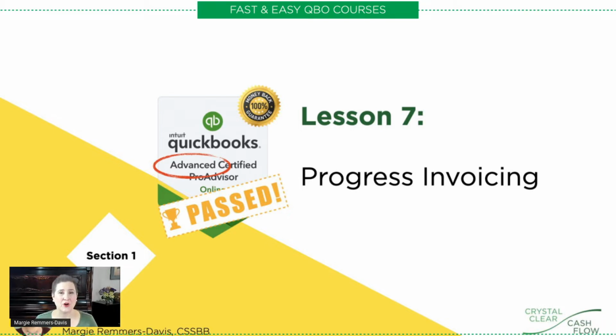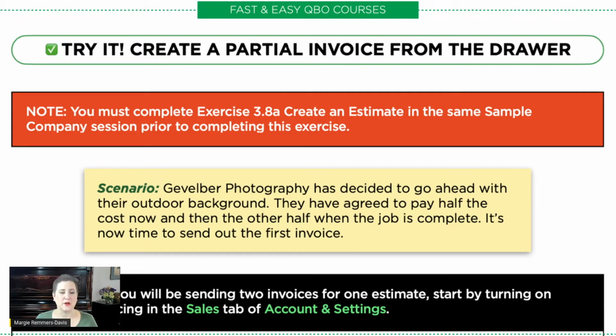And there are two exercises in this lesson. This particular exercise, which is creating a partial invoice from the drawer, is optional. It's not the way you need to know how to do it for the test. However, it is the way to do it. Probably you'll do it most often in real life. But make sure you watch that other video and do the other exercise, which is creating the invoice from the estimate, because that's really the one that's on the test.